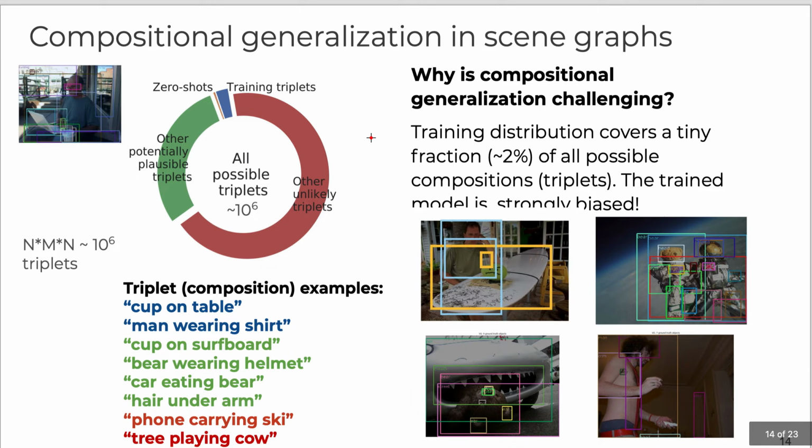So this compositional generalization is challenging, as I mentioned, because the training distribution contains only a tiny fraction of all possible triplets, and this makes the model very biased towards those frequent relationships, like cup on table, men wearing shorts, and the model would struggle to correctly recognize a triplet if it has never been observed during training. So, the examples I show here.